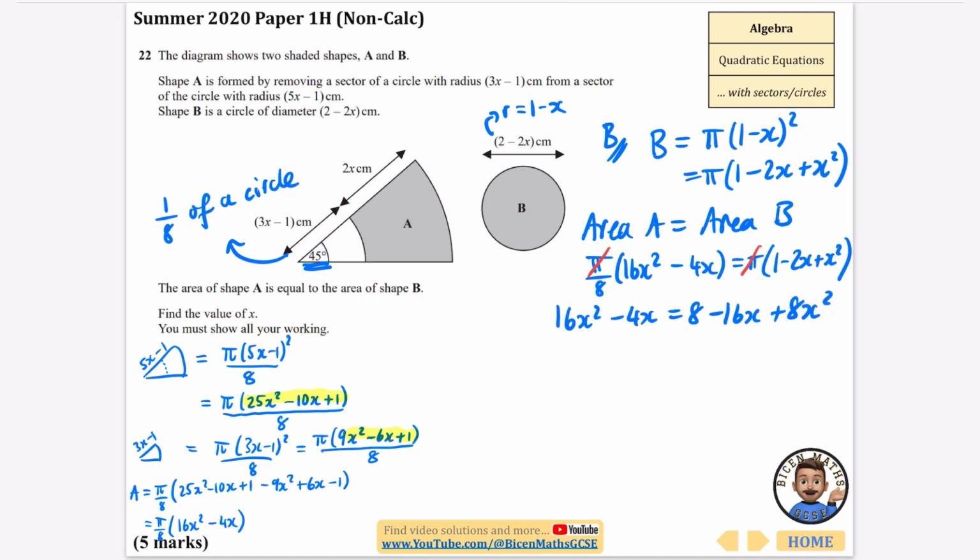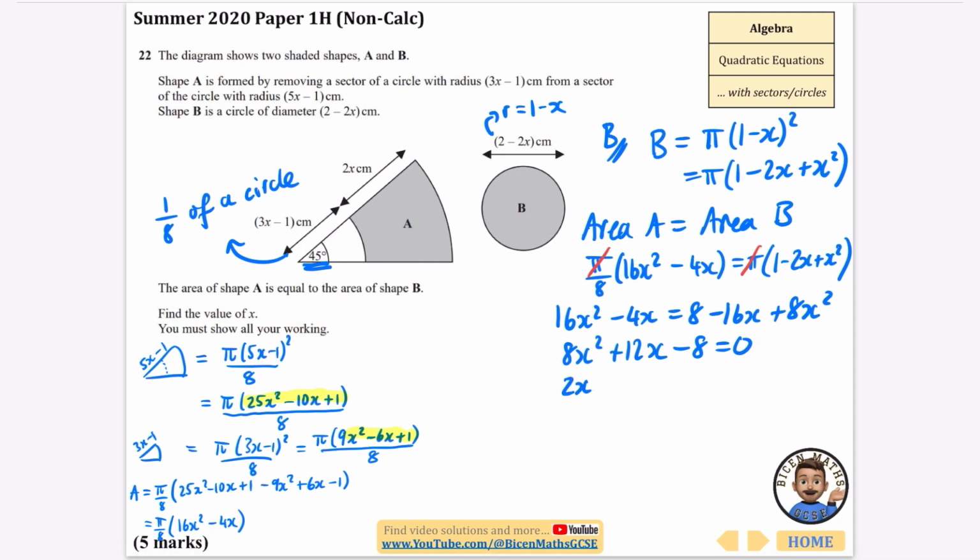Now I'm going to subtract the 8x squared from this one, so I get 8x squared. I'm going to add 16x, so I get plus 12x, and then I'm going to subtract 8. Now this equation, including the 0, everything is going to get divided by 4 to simplify it.